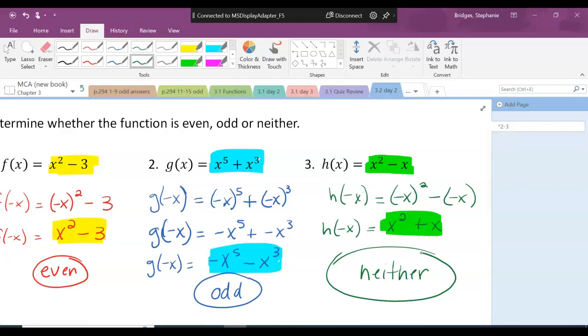Anybody have any questions? Why does it matter whether it's even or odd? We'll get to a point where we can look at a function, determine whether it's even or odd, and that can help us graph, because even ones have a different end behavior than odd ones do.